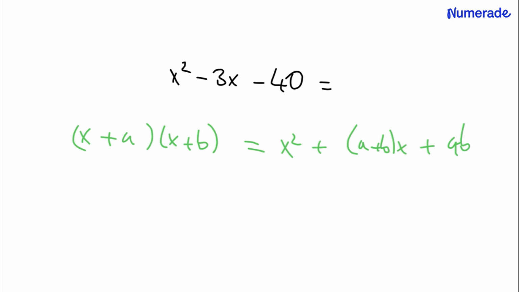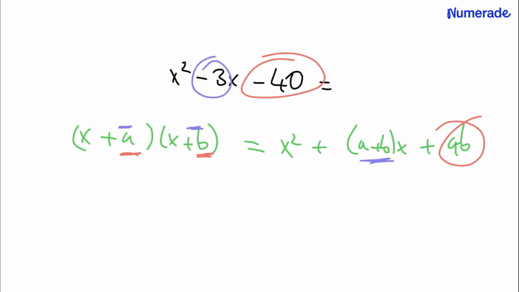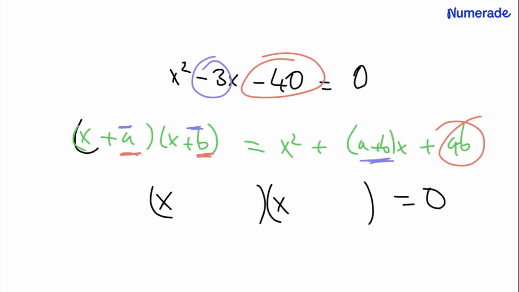So here we're looking for two numbers, a and b, that multiply to give ab, in this instance minus 40, and two numbers that when you add them here, add to give minus 3. So setting up our equation here, this equals 0. Instantly we can fill in the first two placements, x and x.